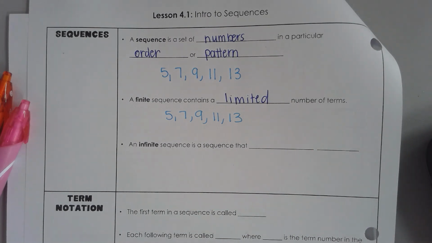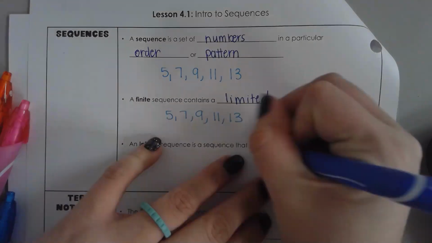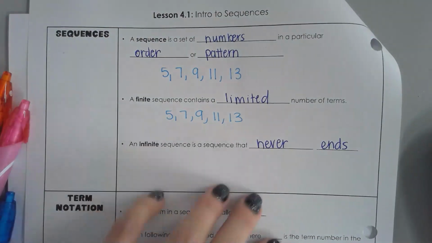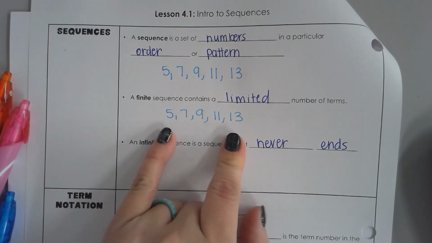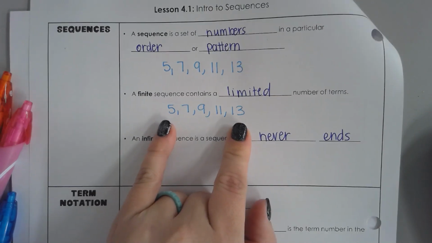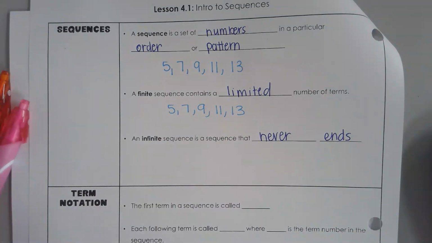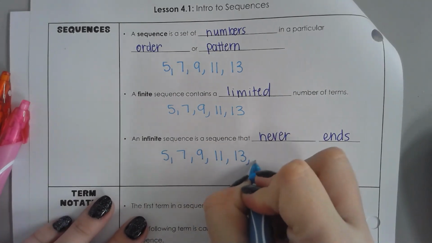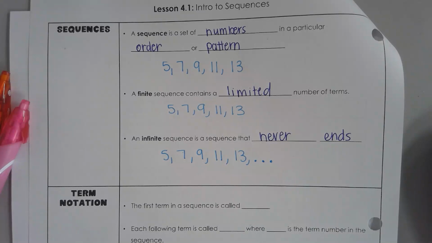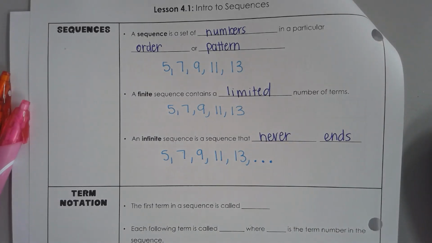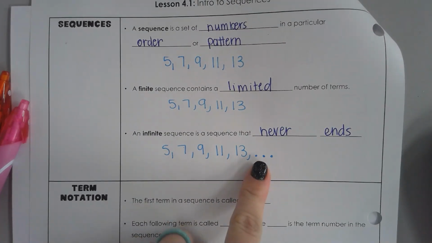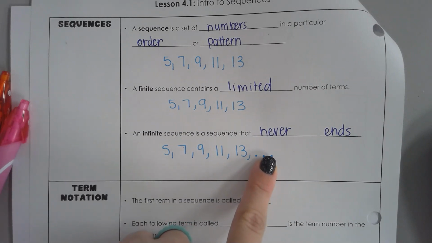An infinite sequence is a sequence that never ends. If I wanted to say that this sequence goes on forever, what could I do to show that? Dot, dot, dot. Yes. Question? Are we going to have to find the equation that makes that sequence work? Yep. Not today, but we will. So when you see dot, dot, dot, that's going to mean it's an infinite sequence.